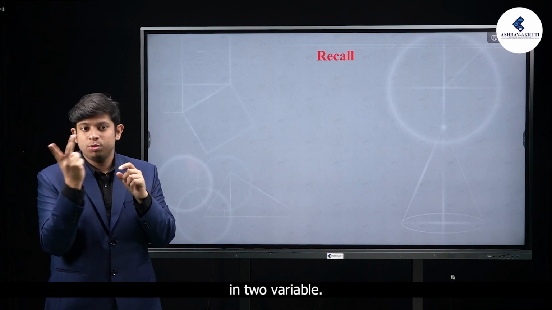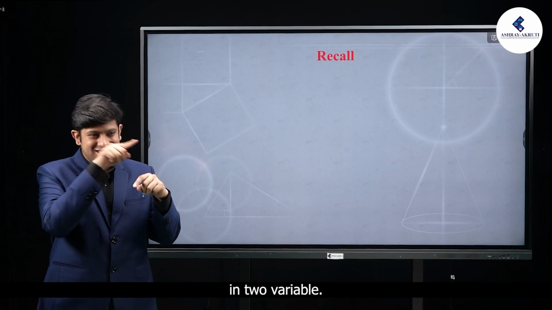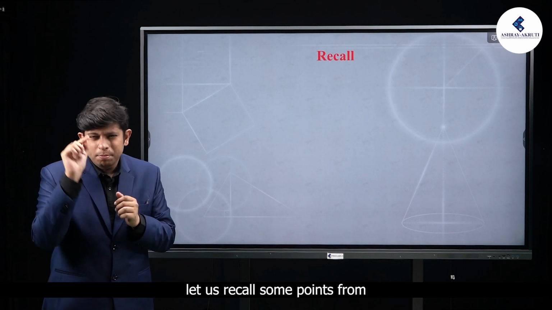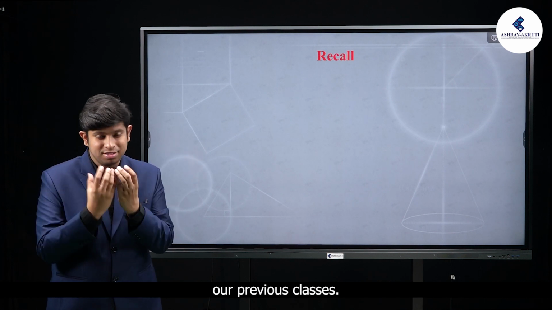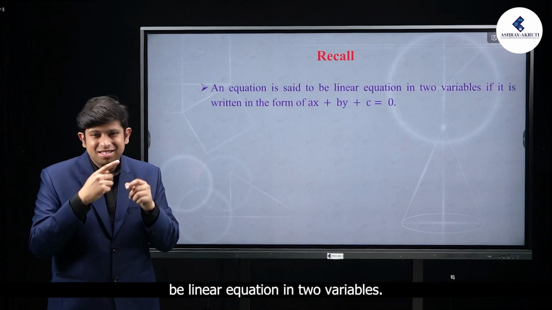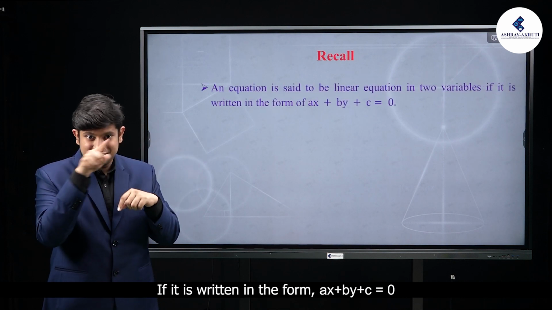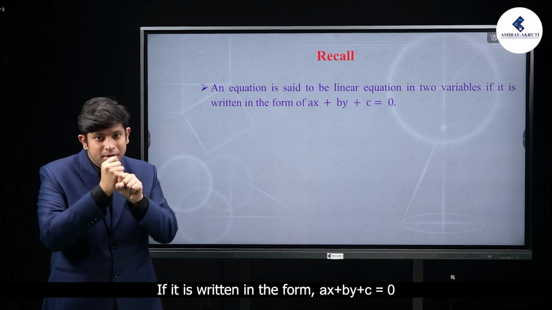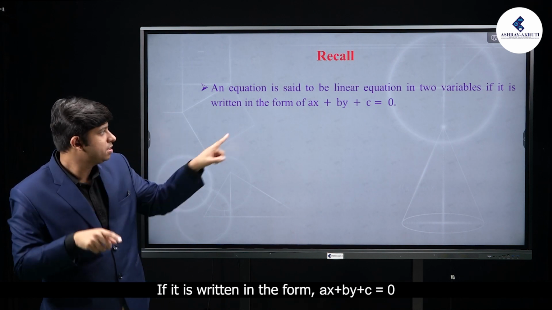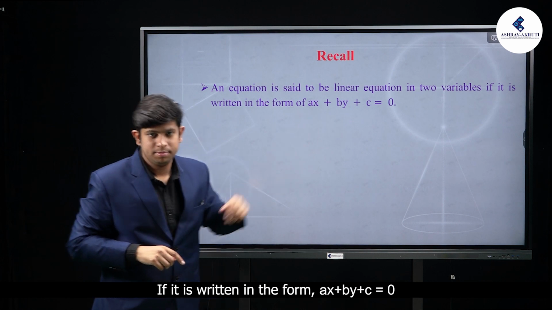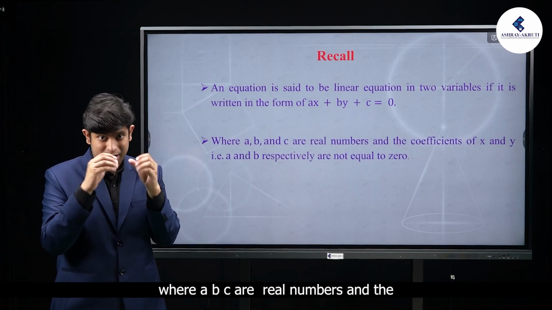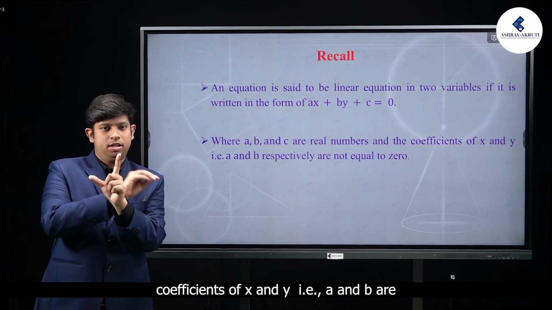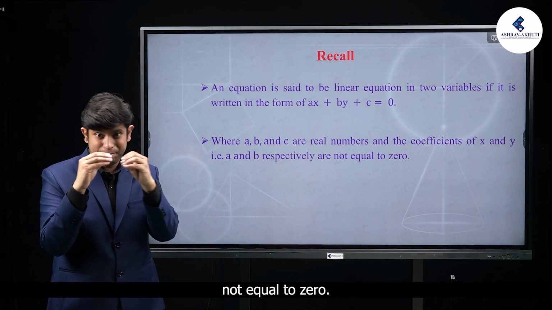Let us recall some points from our previous classes. An equation is said to be a linear equation in two variables if it is written in the form ax plus by plus c is equal to 0, where a, b, c are real numbers and the coefficients of x and y, that is a and b, are not equal to 0.